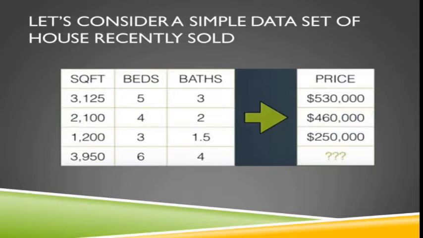Let us consider an example of a simple data set of houses which were recently sold. Our first example house has 5 bedrooms, and we can tell the algorithm that this house was sold for $530,000. Next, we might provide a second house with 4 bedrooms sold for $460,000. Likewise, a third house with 3 bedrooms was sold for $250,000. After we train the machine with existing data, we can ask the machine to predict the price of another house that has 6 bedrooms.